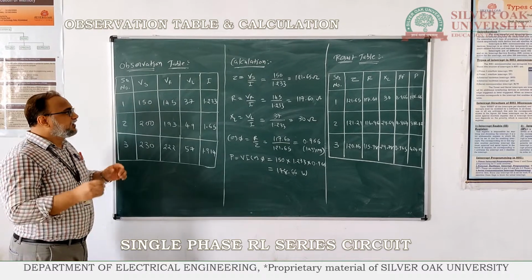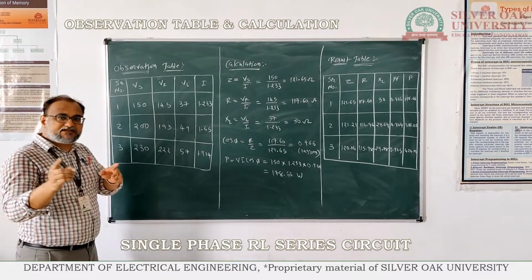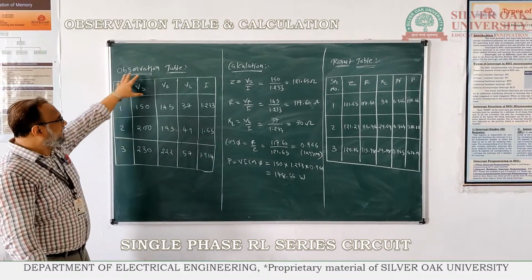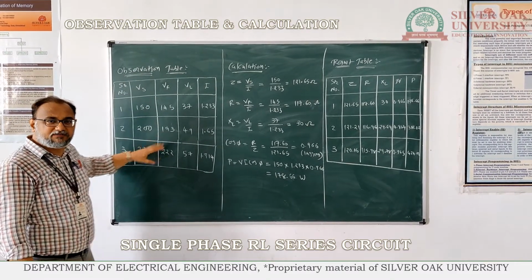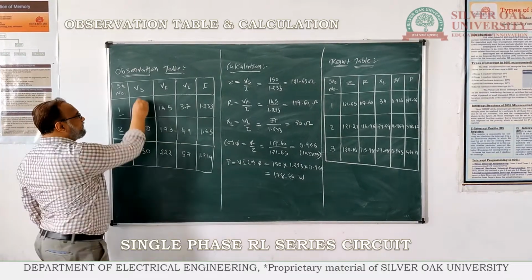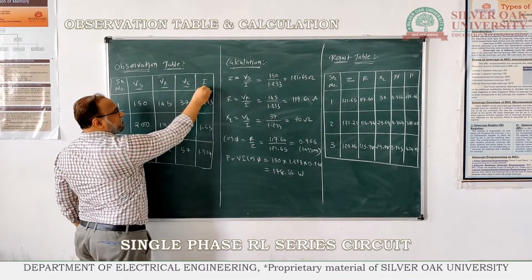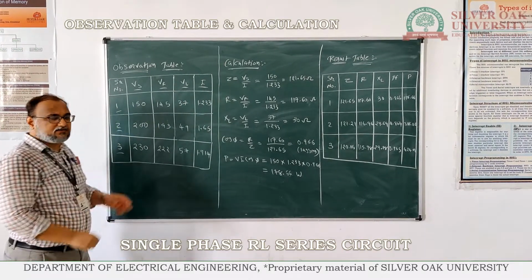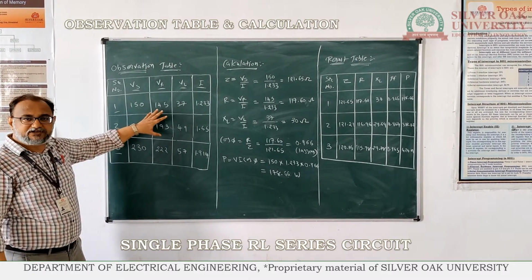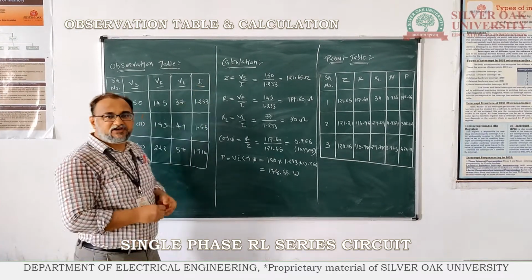Okay students, we have performed the practical and we have taken the readings. Based on the readings taken, I have prepared this observation table. We have taken 3 readings and each reading consists of values of supply voltage, voltage drop across resistor, voltage drop across inductor and current. All these values are substituted here based on the readings. Now we will see the calculation part.